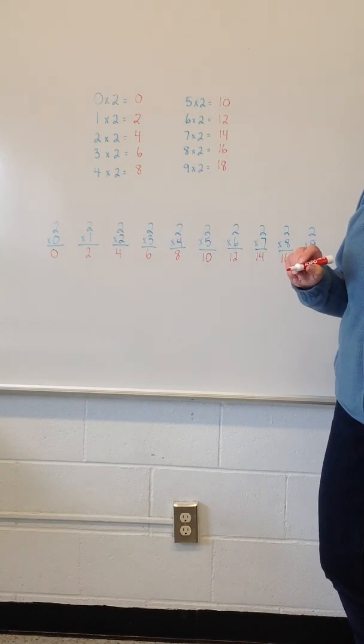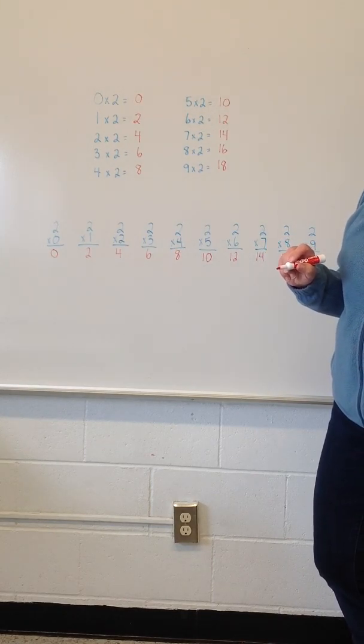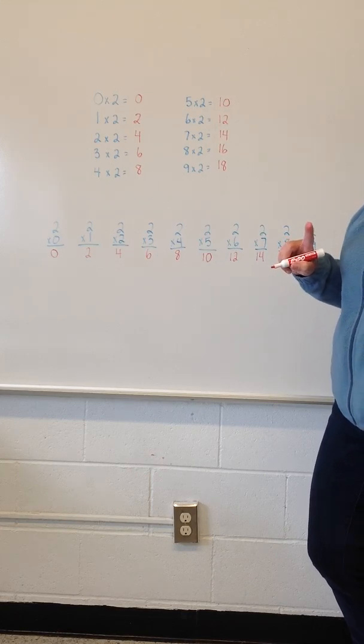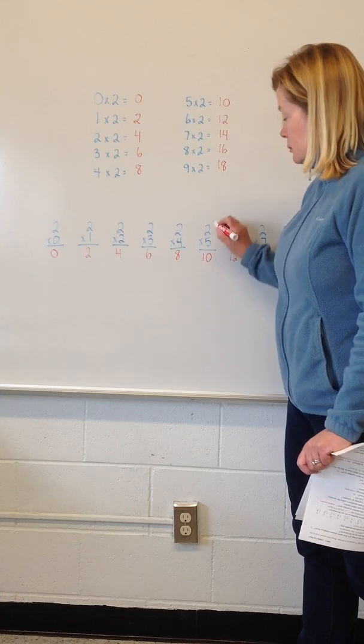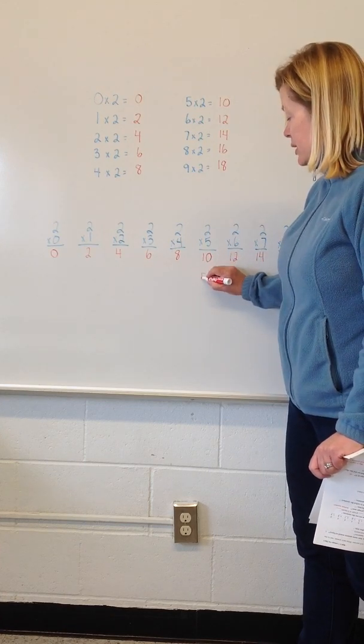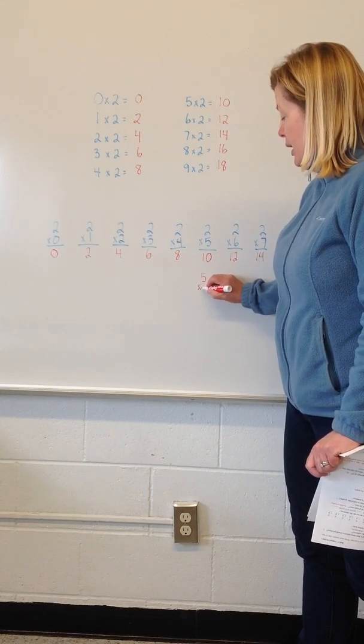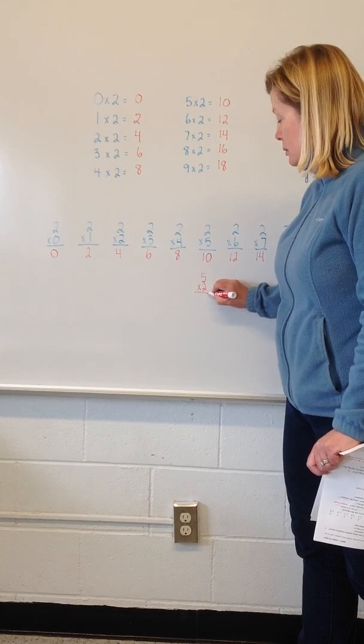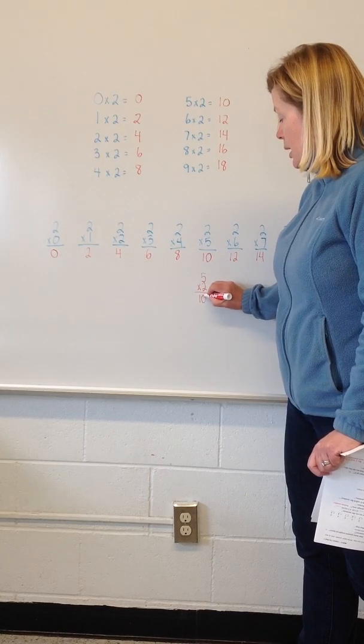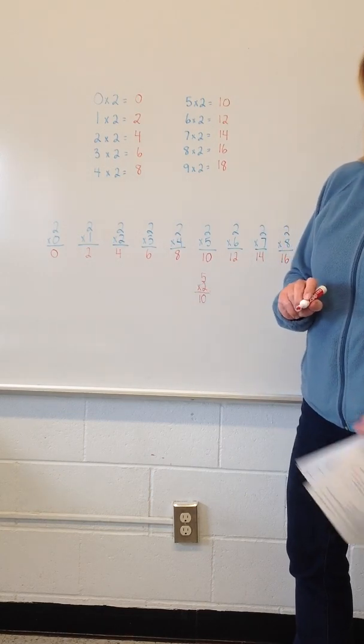Remember the commutative property of multiplication, that it does not matter which order we multiply in. So I will do it for one problem to remind you. 2 times 5 is the same thing as 5 times 2. It does not matter which factor comes first.